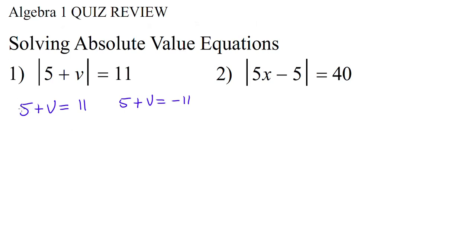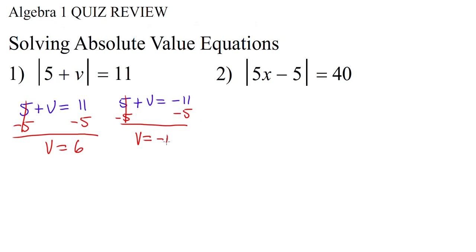So here we have a positive 5 that we need to get rid of. So we're going to subtract 5 from both sides. The 5's cancel out, leaving us with v equals, and 11 minus 5 is 6. In the second equation, once again, we are going to subtract 5 from both sides. They cancel out, and we get v equals, same sign, add them together and keep the sign, so this equals negative 16. So our two solutions are 6 and negative 16.